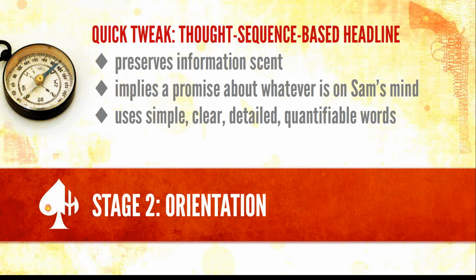Detailed because details add believability, and they also speak to very specific issues on Sam's mind. If you're too vague about how something specifically relates to Sam, even if you're clear and simple, he isn't going to bother sticking around because he's going to feel like it isn't for him. And quantifiable, again, because of believability, and because the more you can prove something, the more you can say, here is actual objective proof of what I'm saying, the more Sam tends to trust it.